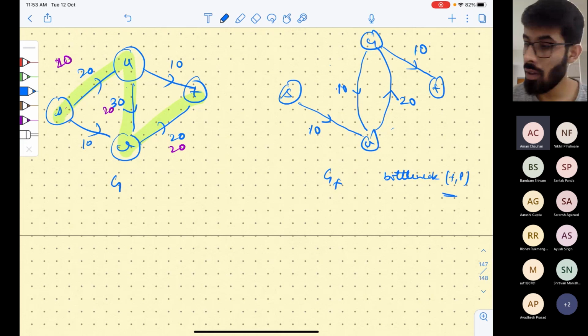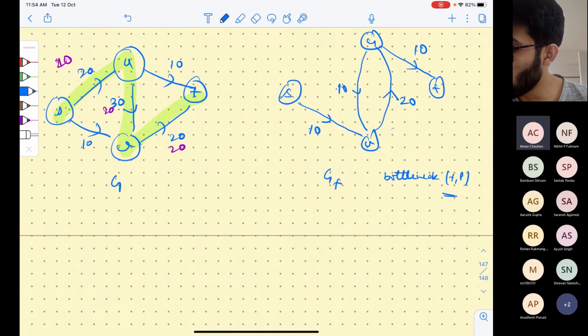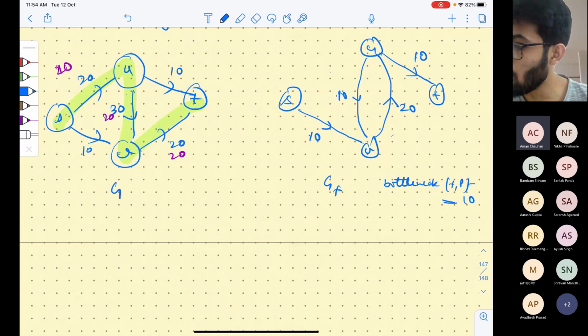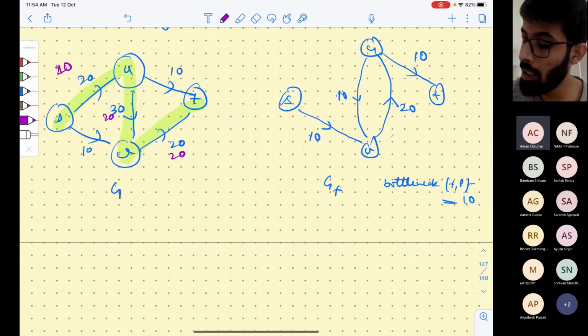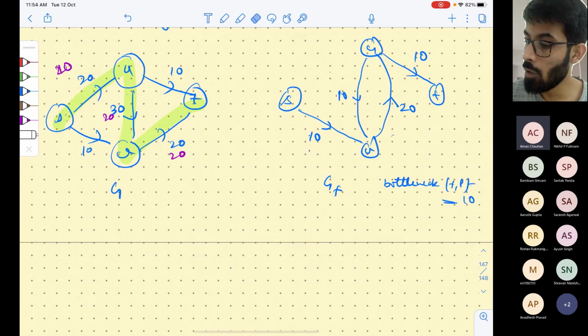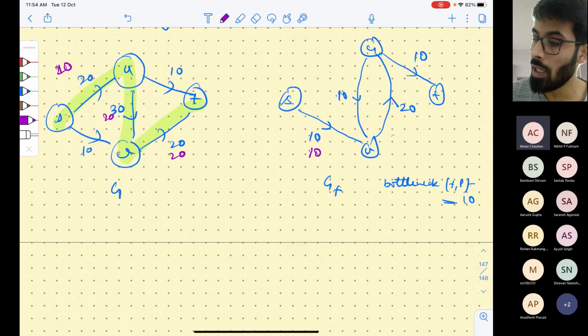10, right? Because the first and the last edges are 10. So what do we do? Then we push the flow of 10. So we increase the flow of this by 10 for this path. This is a forward edge. So we increase this by 10.